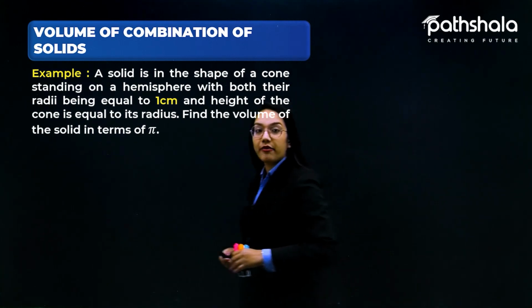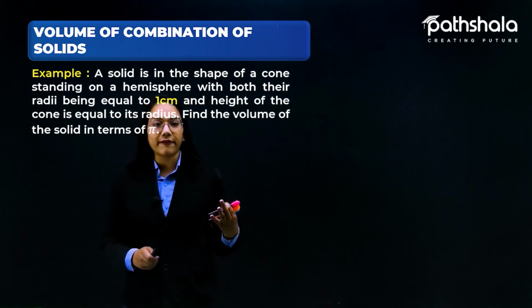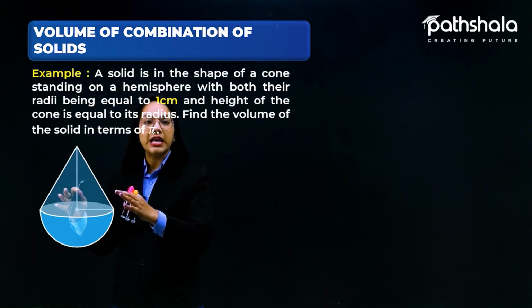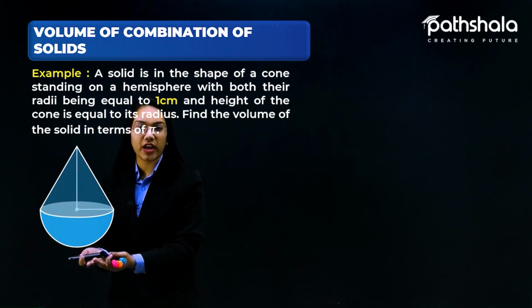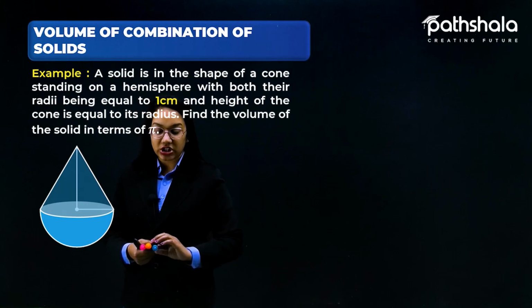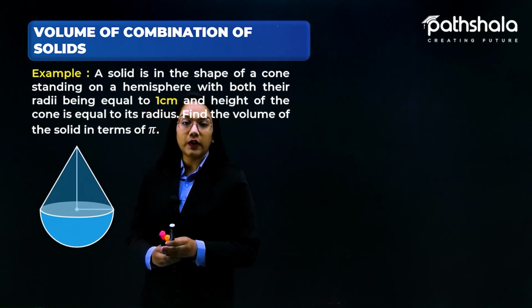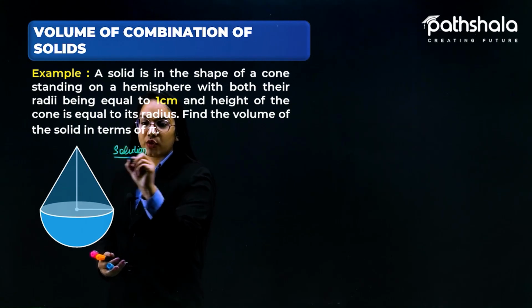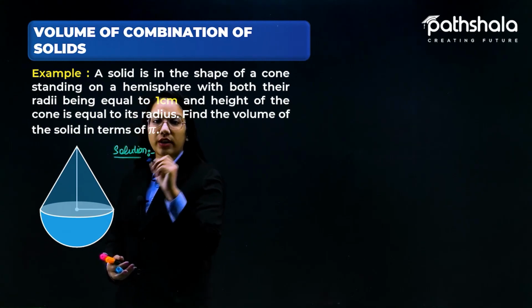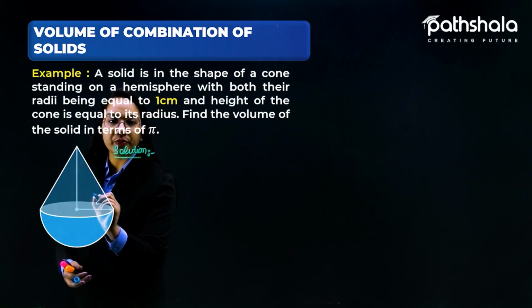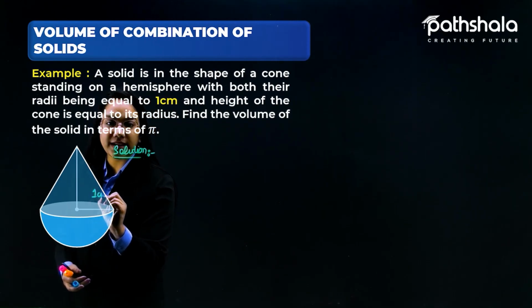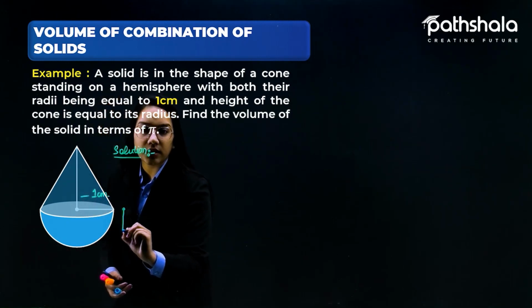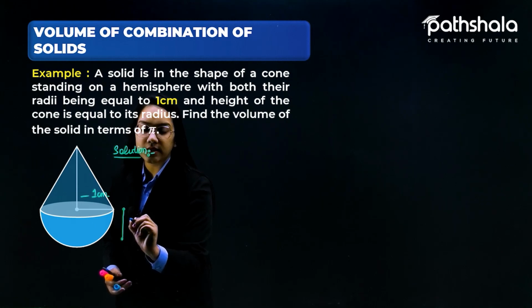As you can see, we have the shape of a cone and a hemisphere. You can see that the cone is standing on a hemisphere over here. Let us start with the radius. According to the question, we know that their radii are equal to each other, and their radius is given to us as 1 centimeter. So if this is 1 centimeter, then this is also 1 centimeter.